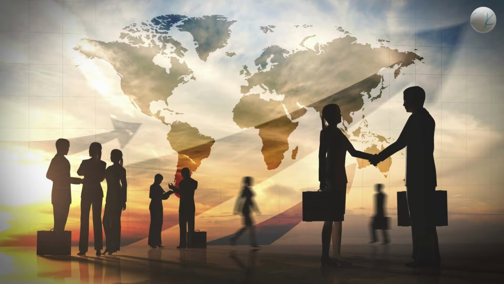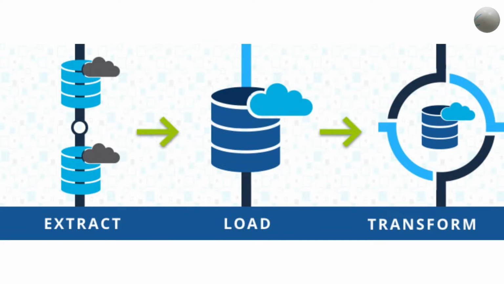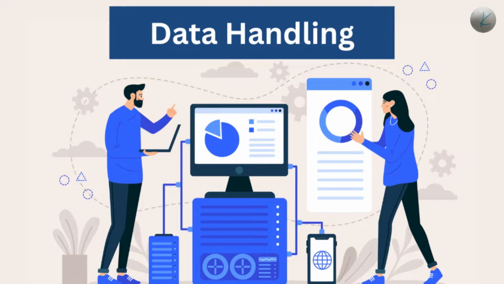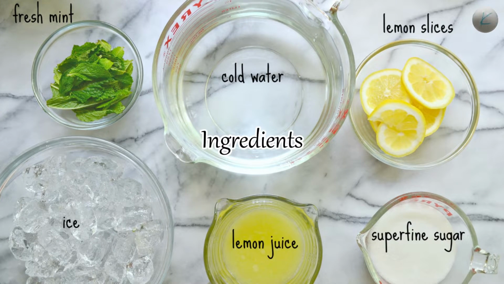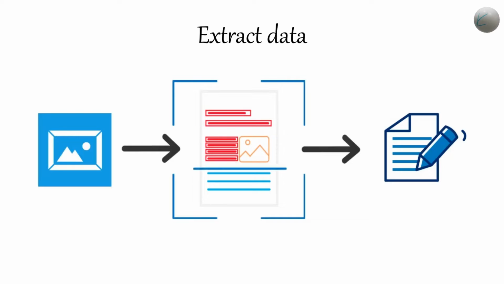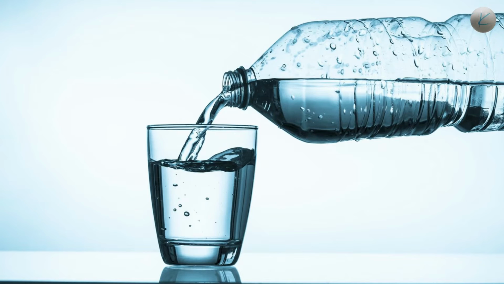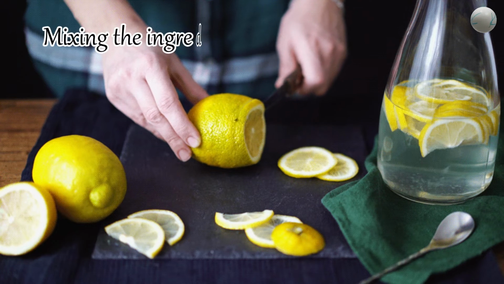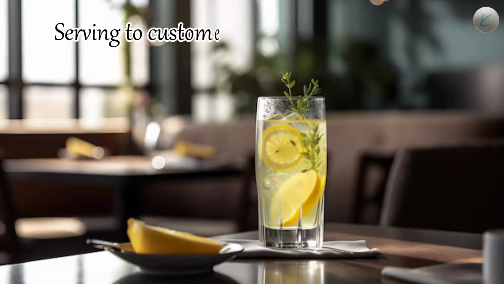In the business world, ETL, extract, transform, load, and ELT, extract, load, transform, are like these lemonade recipes, only they're used to handle data instead of lemons and sugar. Think of data as the ingredients. Companies extract data from different sources, like gathering lemons, sugar, and water. Transform it into a format they can use, mixing the ingredients to get the right taste, and then load it where it's needed, serving the lemonade to customers.